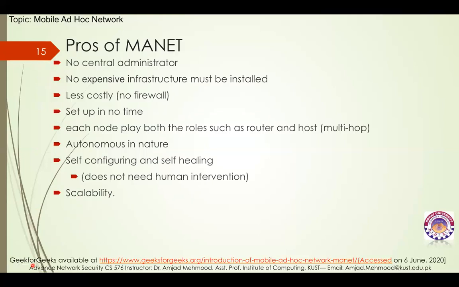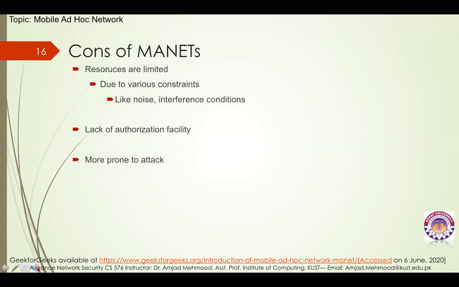Pros of this network: there is no central administrator available, no expensive infrastructure must be installed, and they are less costly because no firewall or infrastructure is needed for such kind of network. Set up in no time. Each node plays both the role of a host and a router, and can send their information in a multi-hop fashion. Autonomous in nature, a self-configuring and self-healing network, and this is scalable as well. Scalable means that you can increase the number of your nodes as much as you require, without considering any kind of mechanism.